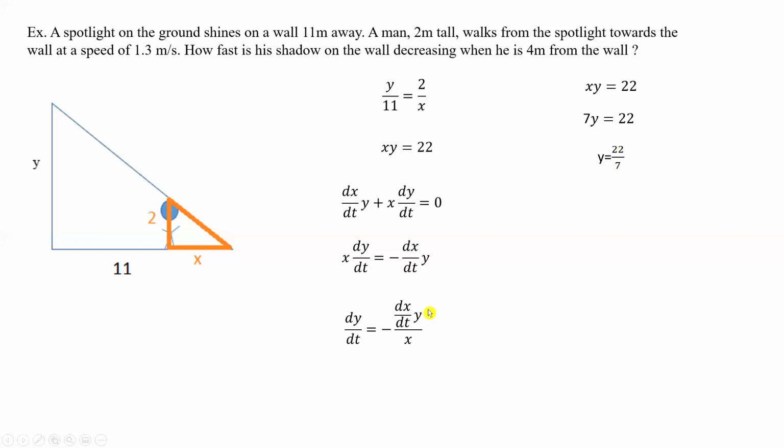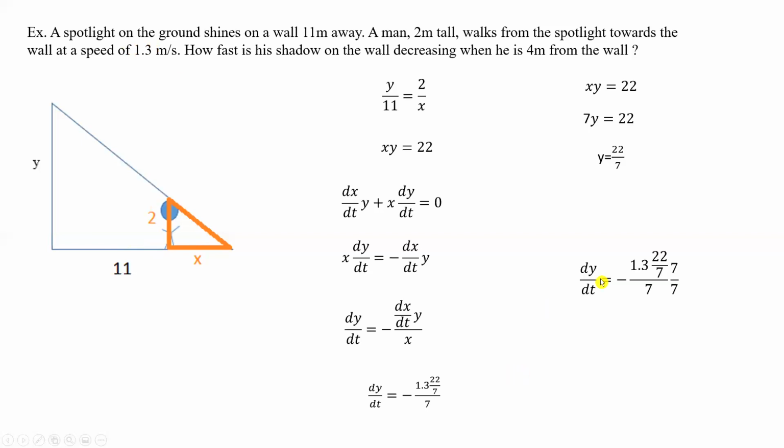We can then put that in for y, putting 7 in for x, and then we'll see what else we know. And again, for those wondering where the 7 came from, how fast is his shadow decreasing when he is 4 meters from the wall? When he's 4 from the wall, the total distance is 11, it means he must have walked 7. Let's put those numbers in. The 22 over 7 is in for y, the 7 in for x, and dx dt was how fast that distance is changing, and that was the speed of x, which is 1.3.